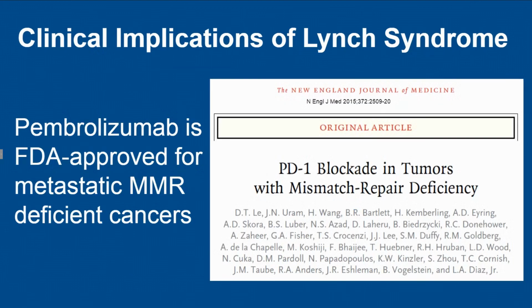Implications therapeutically are that these patients have a high rate of mutations in mismatch repair genes, and they would be eligible for pembrolizumab based solely on this, regardless of their actual organ of origin.